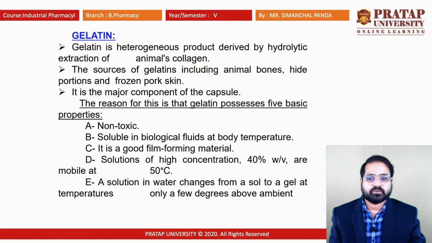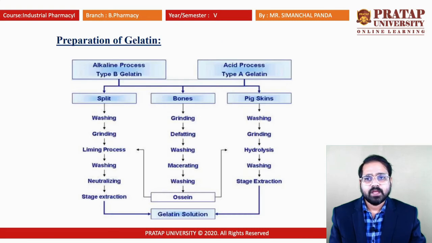The fourth one is that solutions at higher concentration, nearly 40% weight by volume, are mobile at 50 degrees centigrade. And the fifth one, a solution in water changes from a solid to a gel at a temperature only a few degrees above ambient. So there are different methods for preparation of gelatin, that is type B and type A gelatin.